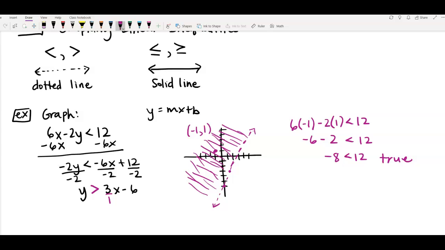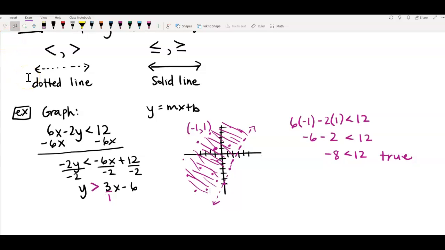That point is one of my solutions, but it's not the only one. Any of the points that are over here are all part of my solution. So that's why when I'm drawing this, I have to shade all of those in, because all of those numbers are going to work. Okay. All right, questions on that?